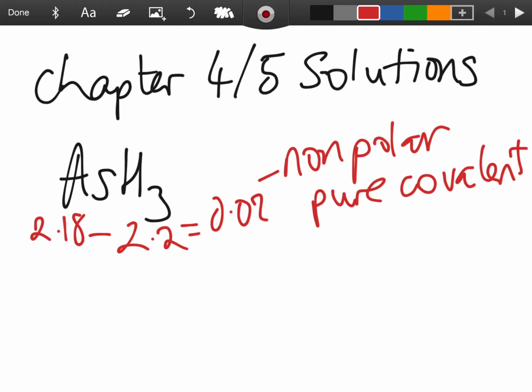What does that mean again? That there is equal sharing between the two elements, between As and H. No polar bonds, there are no regions of positive and negative. Pure covalent is your answer for the type of bonding, okay?